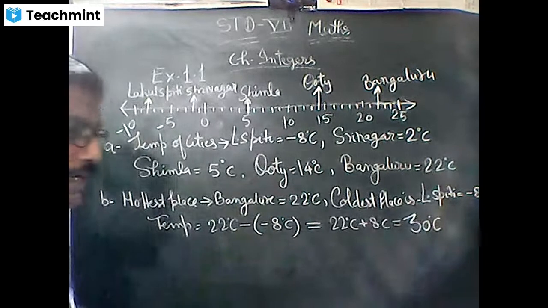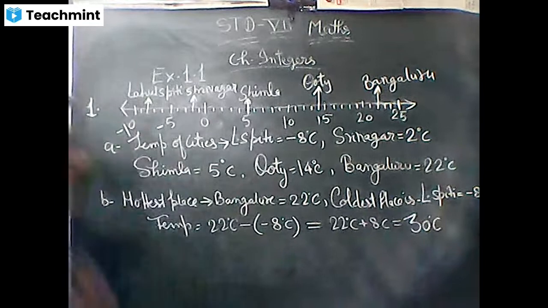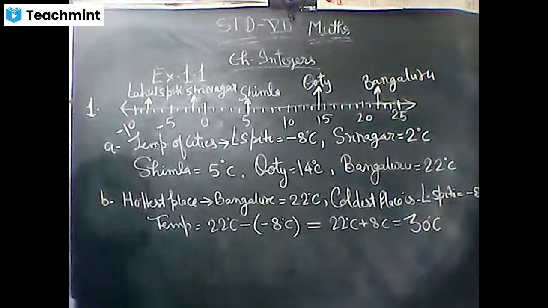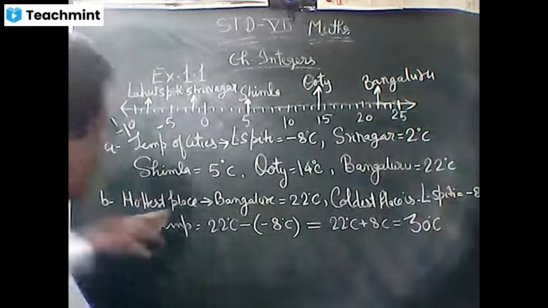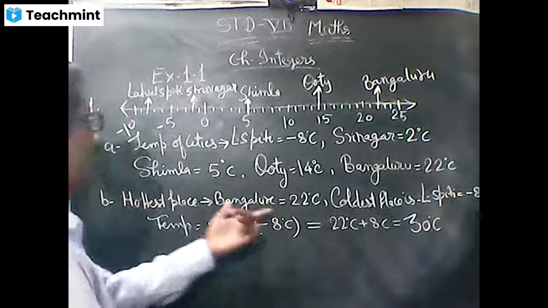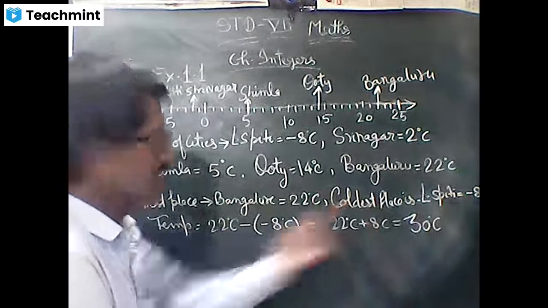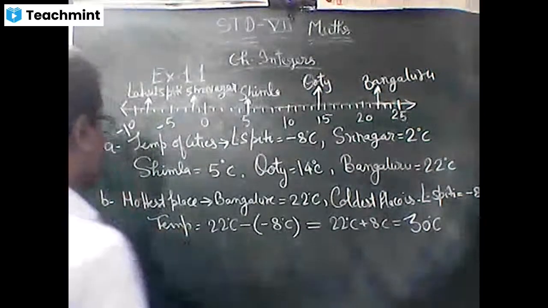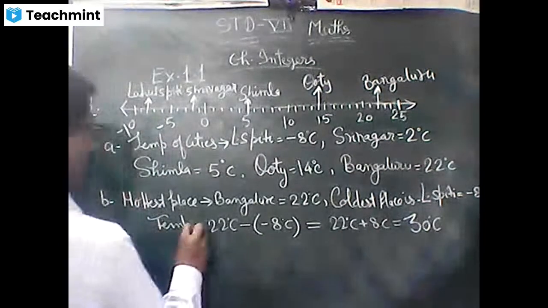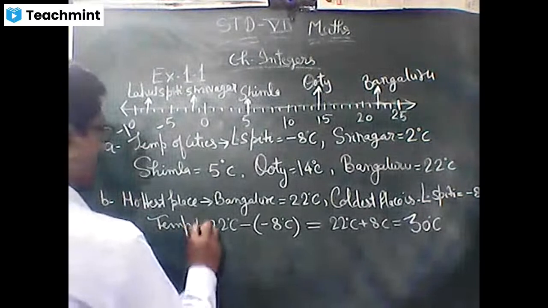And so here we are going to understand this. It means we have to write down the hottest place and the coldest place, and then the temperature difference.